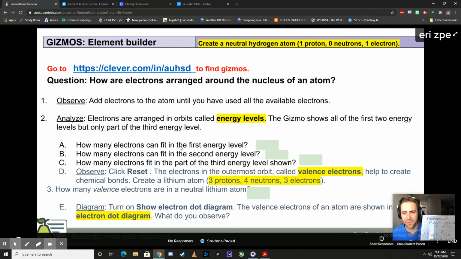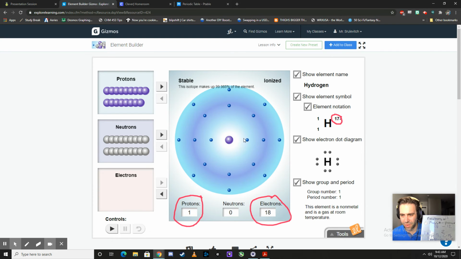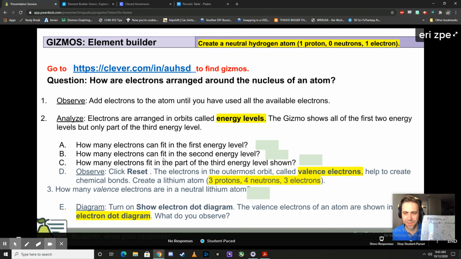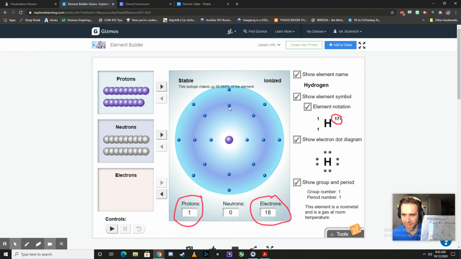Okay, so how many electrons can fit in the first energy level? We've seen that right there. So 1, 2. Try to draw a circle around these two. So there's 2 in the first orbital. How many electrons can fit in the second energy level? We have 1, 2, 3, 4, 5, 6, 7, 8. So 8 total. Let me see if I can draw. My circles are going to be really bad. That's okay. So there's one energy level, and here is the second energy level or orbital.